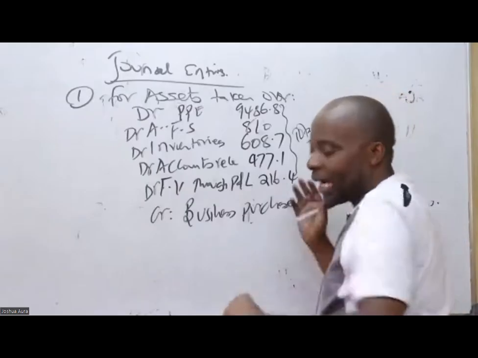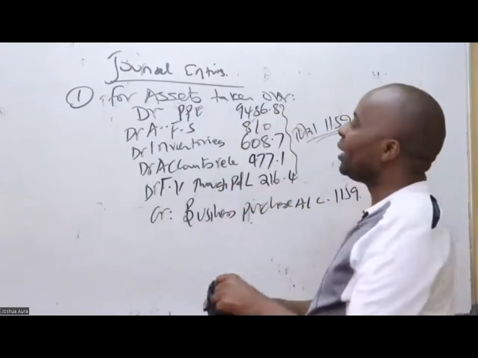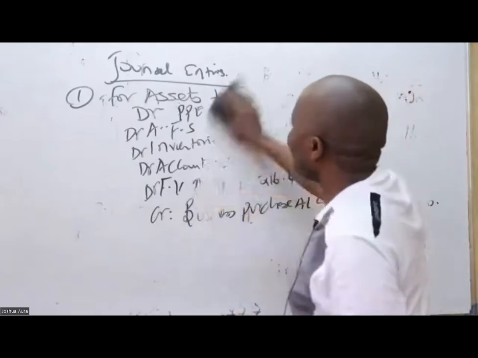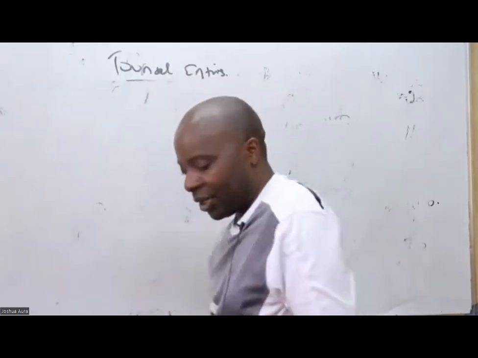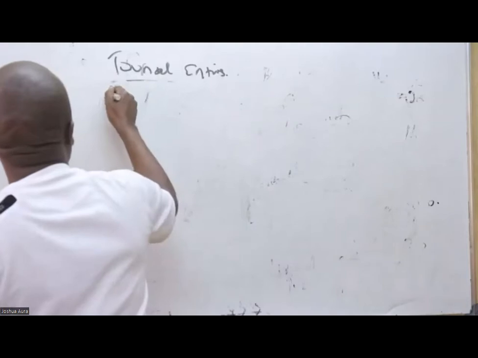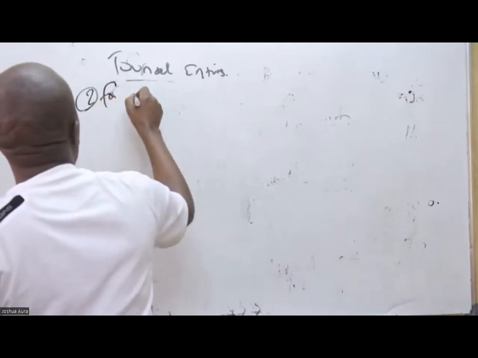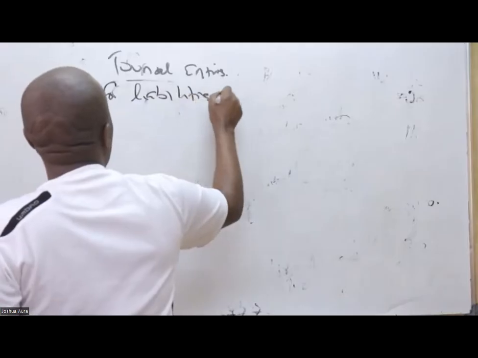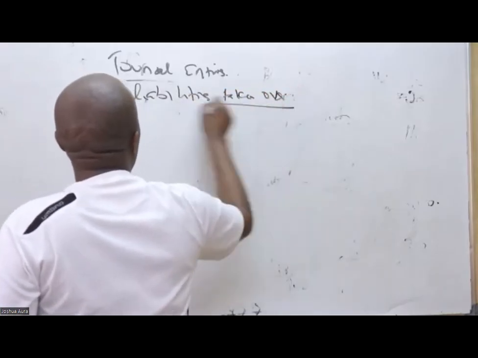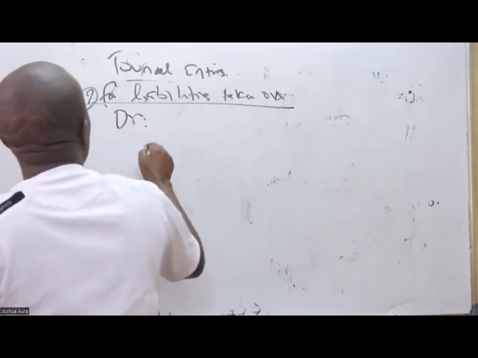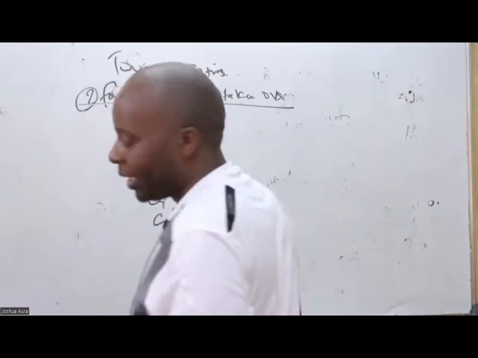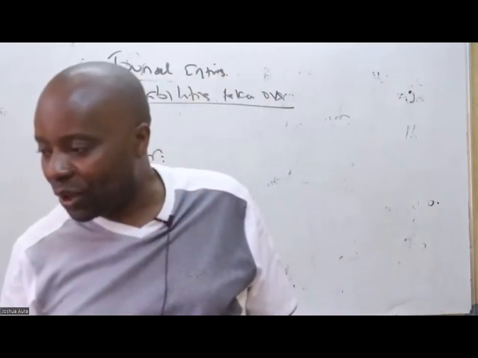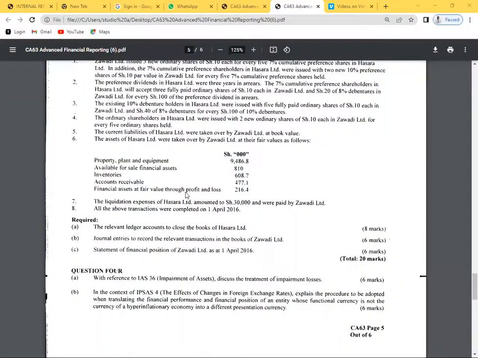And then if you allow me, I will wrap this. I go to number 2, and then we record the liabilities taken over. For liabilities taken over, of course, we know that liabilities are to be credited. So liabilities, I'm going to credit like that. I look for the liabilities taken over, which are here.